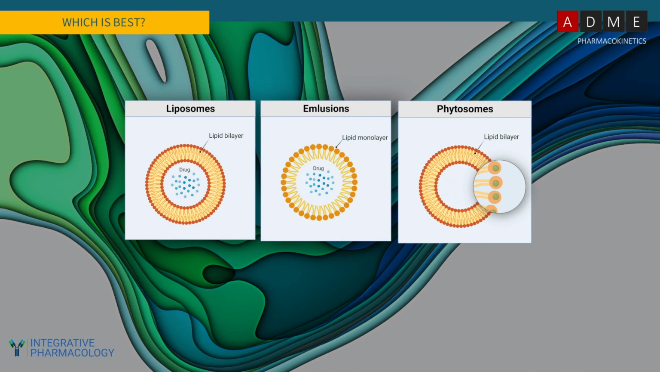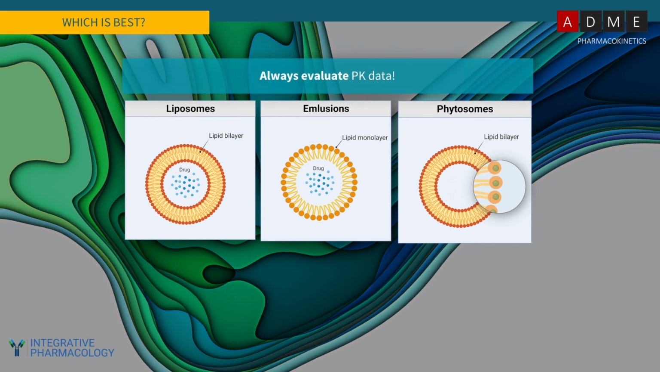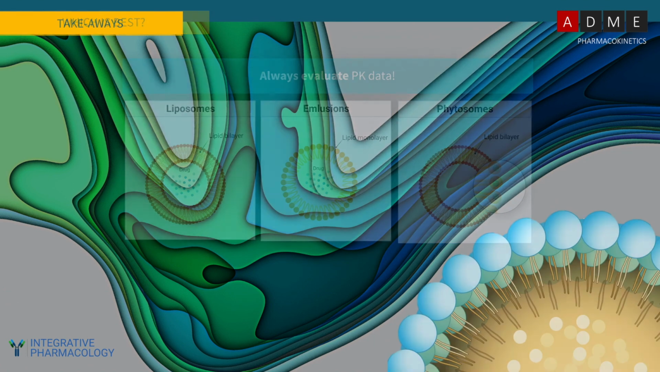So now you understand the key functionalities and differences between these different delivery systems, and you might be wondering which one is best. I hate to disappoint you, but it's up to you to evaluate the pharmacokinetic data on a case-by-case basis and avoid making assumptions based on the delivery vehicle alone. The best format for a given patient case depends on a variety of factors, and it always boils down to what compound you're dealing with and what limitations it has in the absorption process.